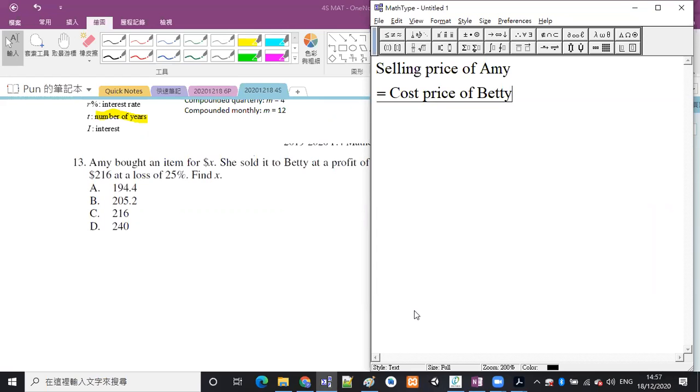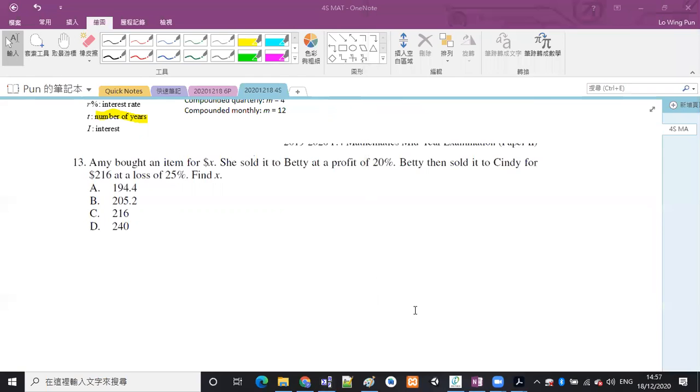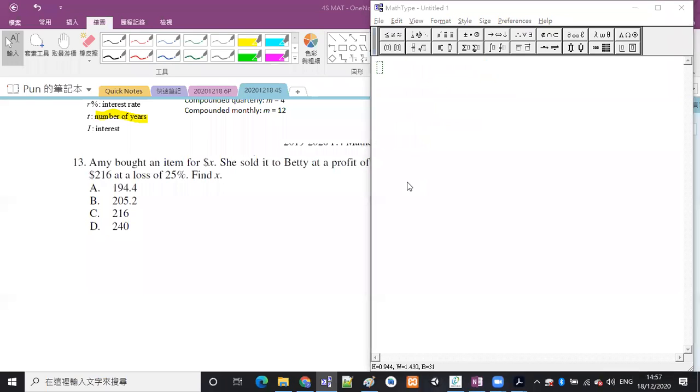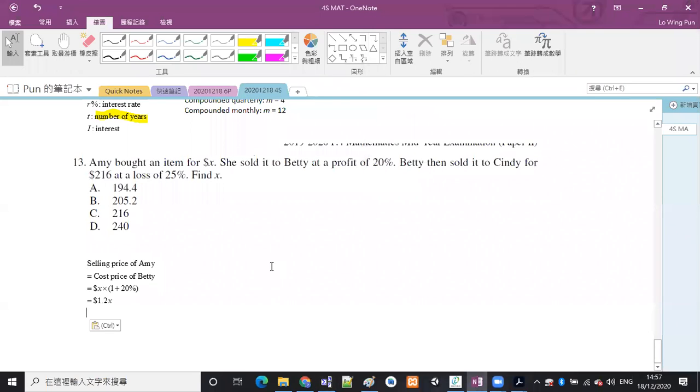The selling price of Amy is actually the cost price of Betty. It's okay. And it can be calculated by this: x dollars times, because it is a profit of 20%, so it should be 1 plus 20%. So it should be 1.2x dollars. This is for the first transaction.